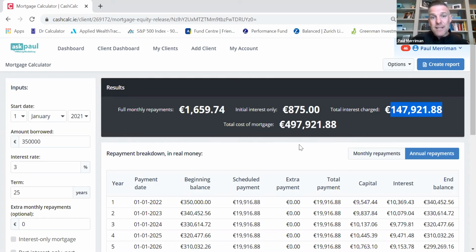That's just by reducing the term. So everybody can do that. They're real live figures. You're going to save yourself 30 or 68 grand if you change your term from 35 to 25 years, which is amazing.